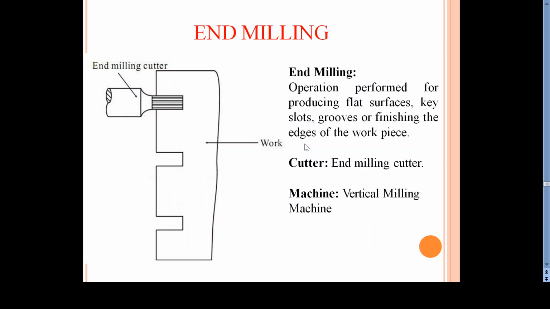This is another milling operation, known as the end milling operation. End milling cutters are used. Here also this is done in a vertical milling machine. This operation is performed for producing flat surfaces or key slots, grooves, or finishing the edges of the workpiece. Here the milling cutter is of smaller diameter, just like a drill bit, and it is now widely used for making pockets, keyways, slots, etc.